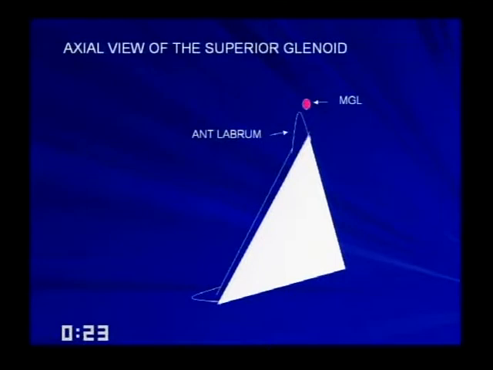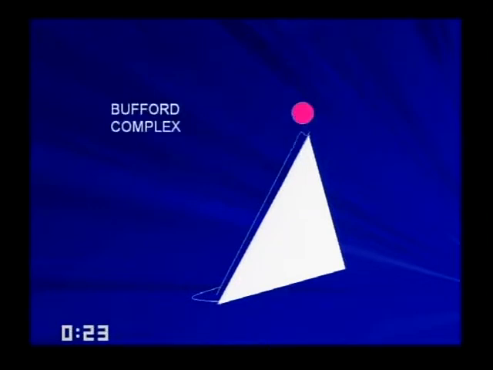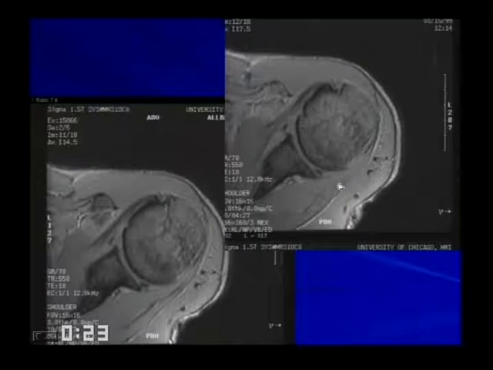And here's a view. This is an axial view. This is the glenoid. Here's the anterior labrum, posterior labrum. The humeral head would be here. And here's a normal MGL sitting adjacent to the anterior labrum. Now, with this Buford complex, what happens is you don't have an anterior labrum, but you have a big fat MGL. And here you can see no labrum, but a big fat MGL. And here's another one. Here's osseous glenoid, but no cartilaginous labrum, and a big fat MGL.